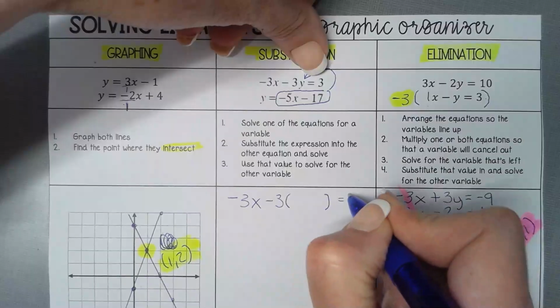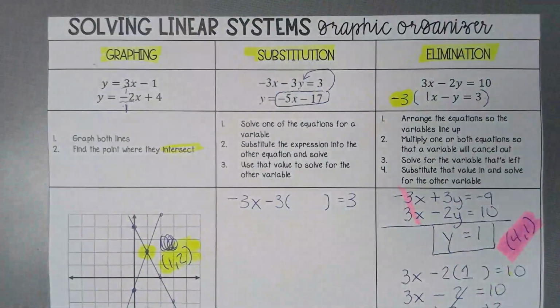Equals 3. See, y'all, look what I did. I wrote this, and I left the y out because I'm going to substitute something right there. What am I going to substitute in place of y? That right there. Why can I do that? Look what it says. Y equals. That's why I can do it. So that is going to be substituted right there.